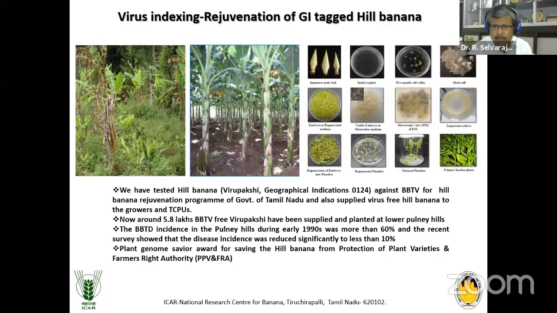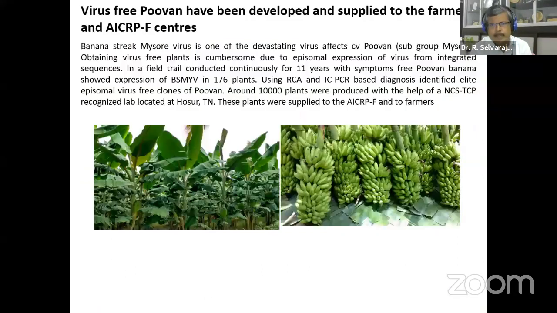Bunchy top is the only virus which can kill the plant, not like banana mosaic or streak virus. So this is one of our achievements, that we were able to rejuvenate the GI tagged Hill Banana Virupakshi. And again, Poovan is a big problem, and using the diagnostic kit, we developed episomal virus-free banana streak Mysore virus plants, and all have been tested in the 5 ACRP fruit centers. It is outperforming, and none of the plants showed any episomal virus. That's very interesting, and the yield is also much higher than sucker-grown plants. So this is one of our achievements.